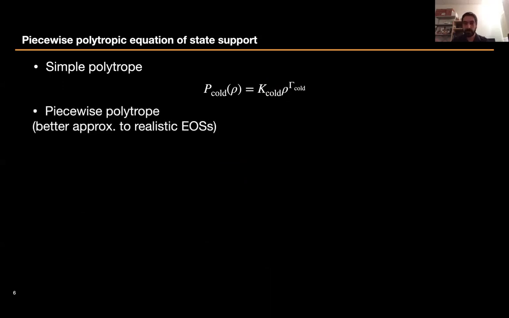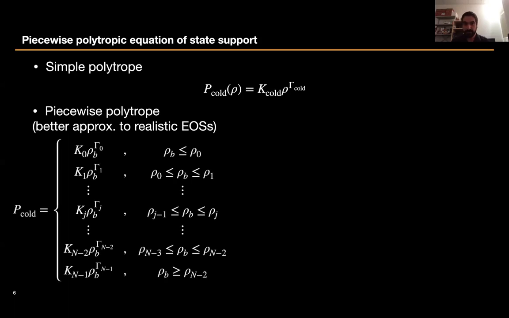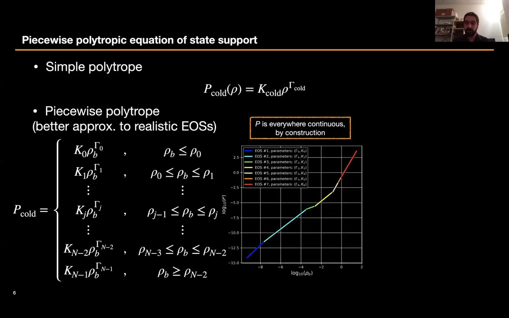While a piecewise polytrope, like our fellow TCANers mentioned in the previous presentation, is more realistic and more physically based, and it consists of a series of simple polytropes. They are pieced together in a way that the code pressure is everywhere continuous. So by construction, you would have a relation such as this one.